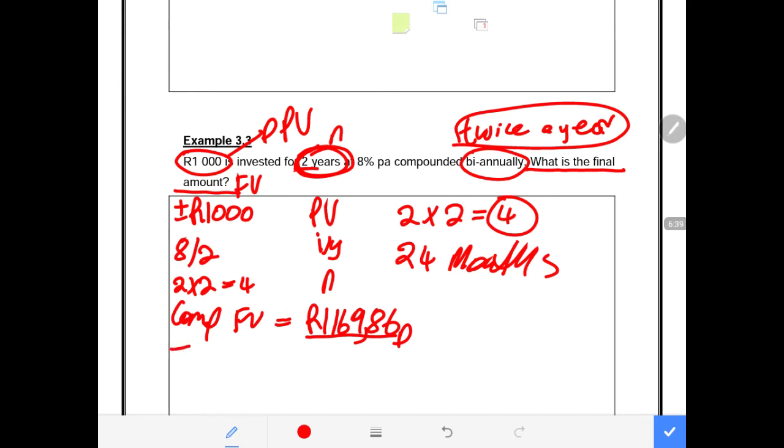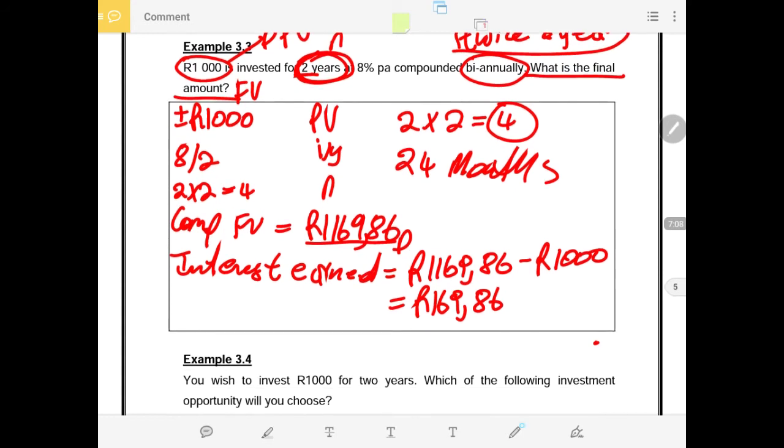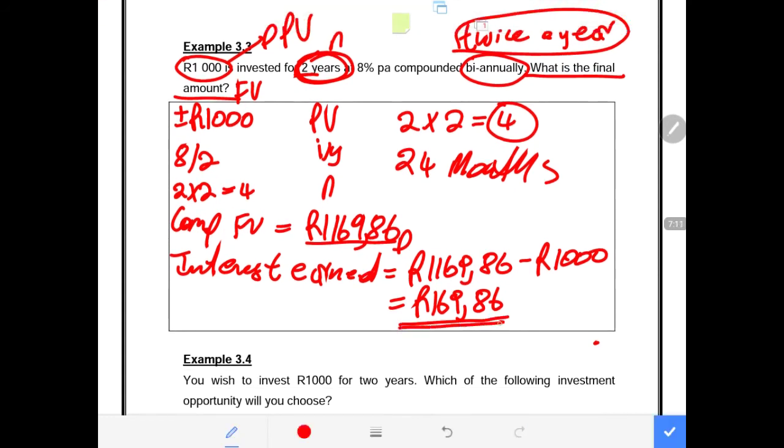We need to know how much interest was earned over the period of this investment. The interest earned over the period of the investment, as you know, will be 1,169 rand 86 cents minus the amount that was invested, which is 1,000, and we can see that the interest will be the difference of 169 rand 86 cents. So now this is the interest that would have been earned over the period of this investment. So now this is the answer that we were looking for.